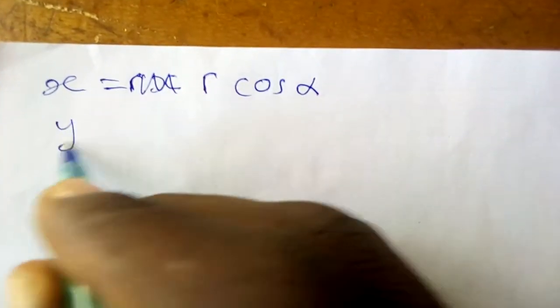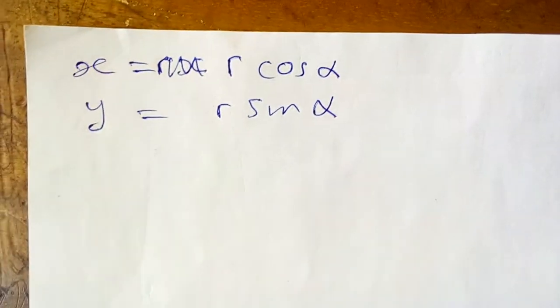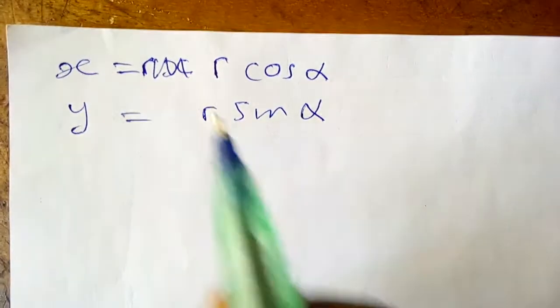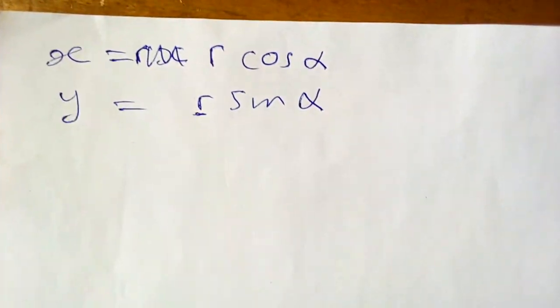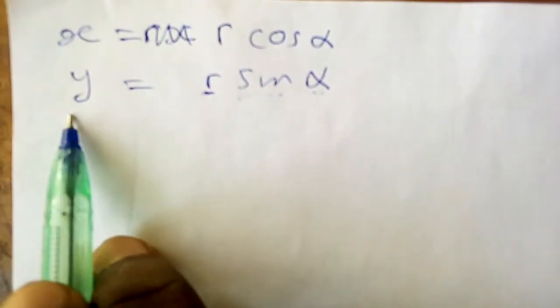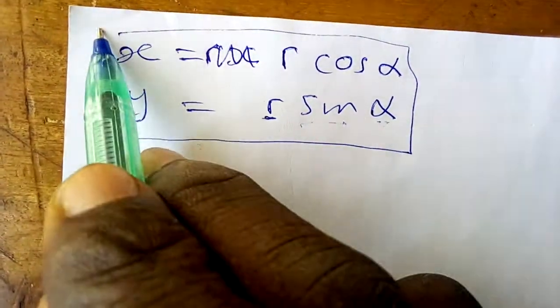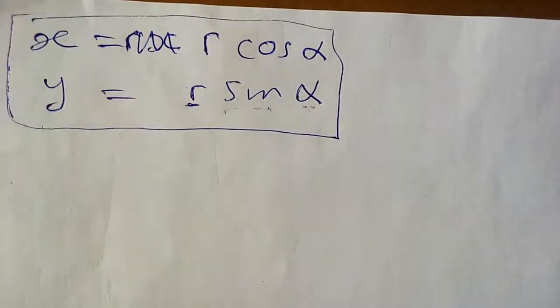We do r cos alpha. Then if we are looking for our y, we do what? R sine alpha. So anytime you are being given any question, you just pick your r that will be in your question, then multiply it by the angle given to you in the question. You get your y. So that's very simple. So you need to take note of this formula for calculating your x and y.